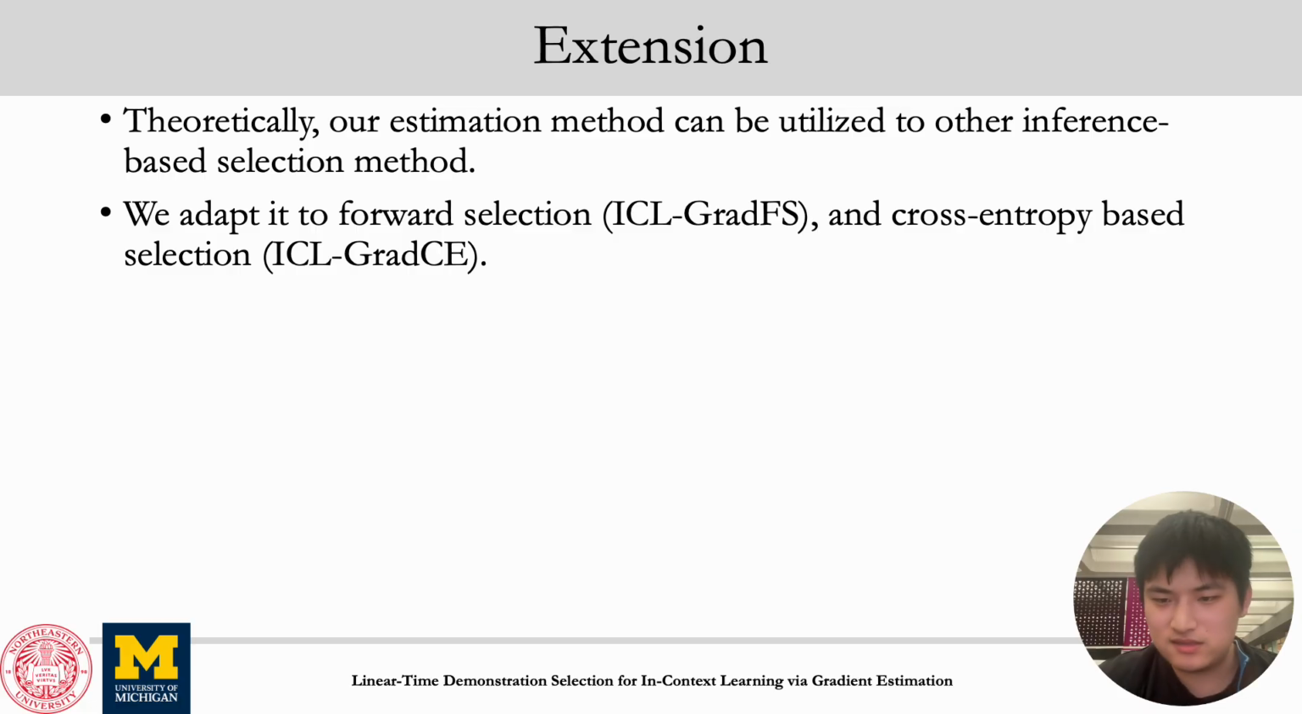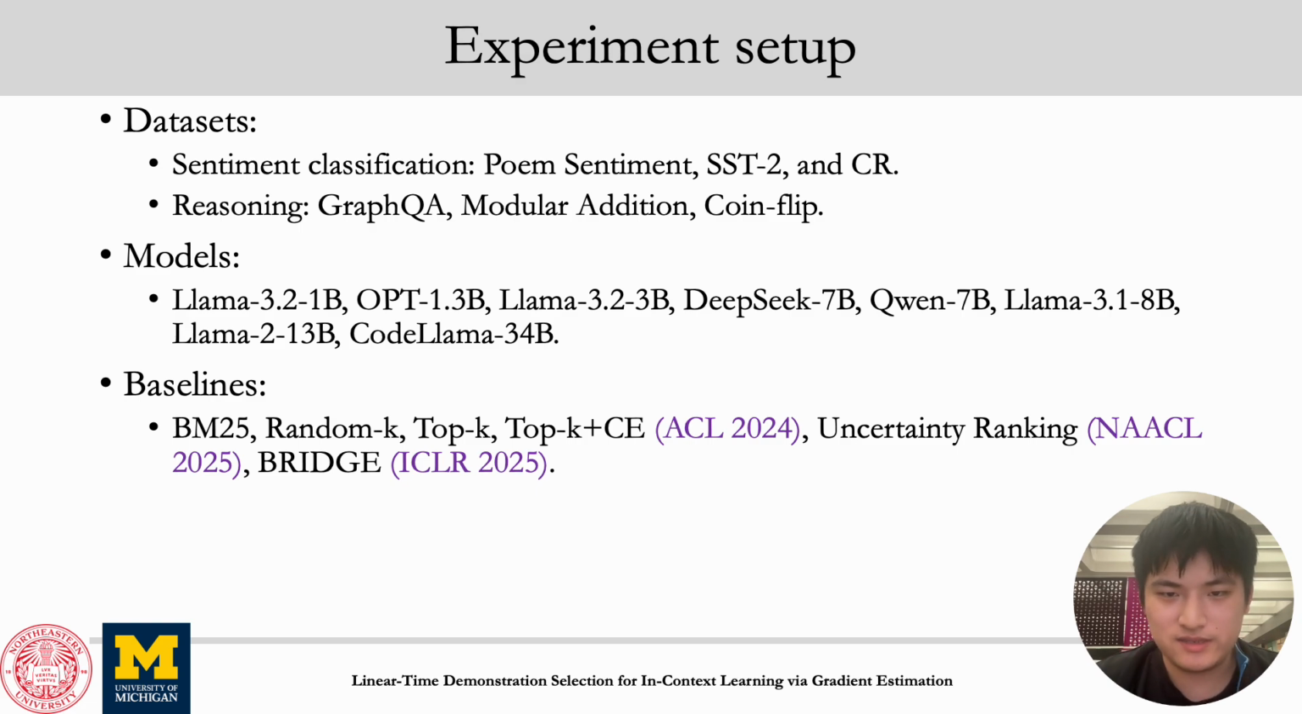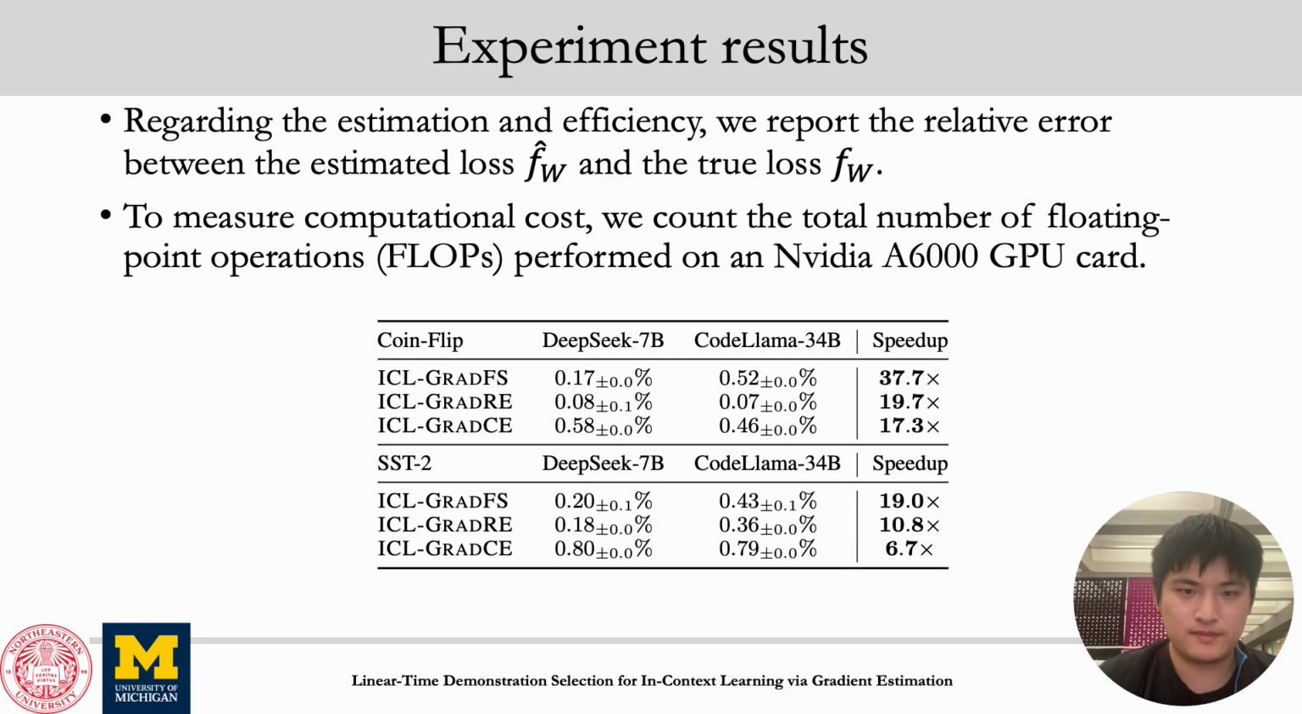Consider the first part of our method, the first-order Taylor expansion. You can utilize it for other inference-based selection, so we can adapt it to forward selection and cross-entropy-based selection. Here are the main results. We use different kinds of datasets, different sizes of models, and some latest baselines. Regarding estimation and efficiency, we report the relative error between the estimated loss and the true loss, and then we compute the FLOPs on one A6000 GPU card.